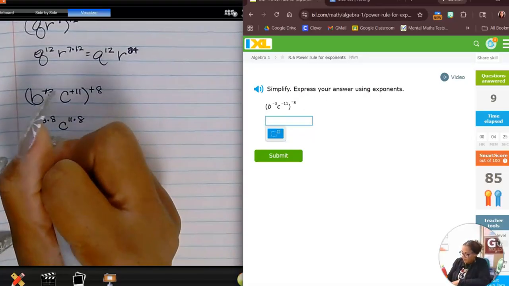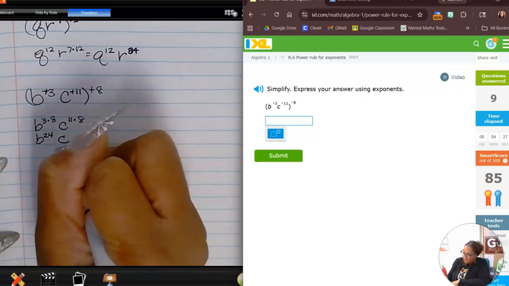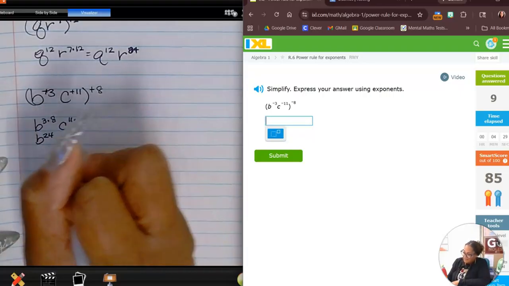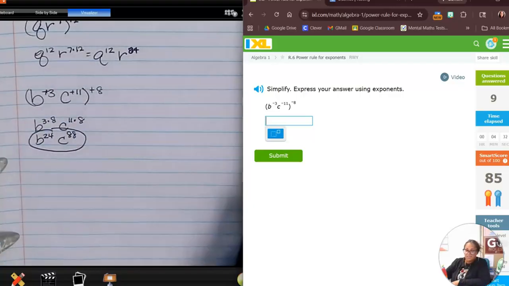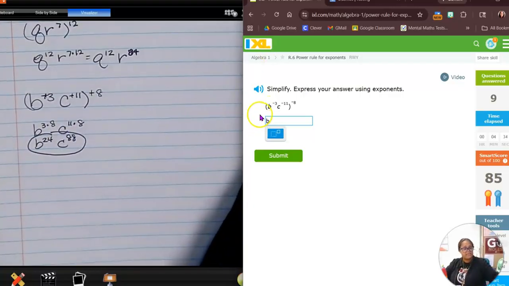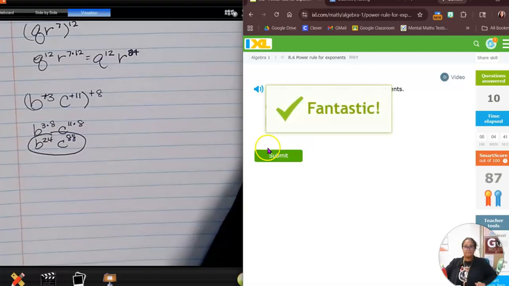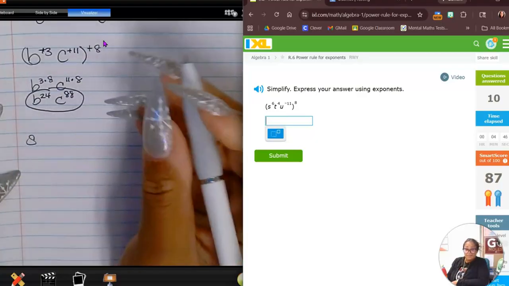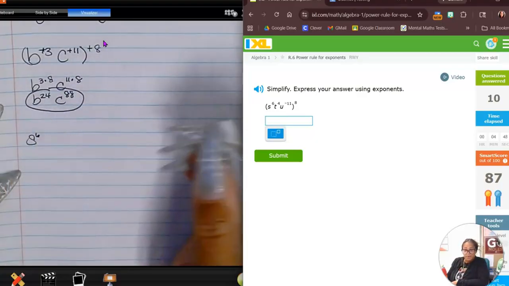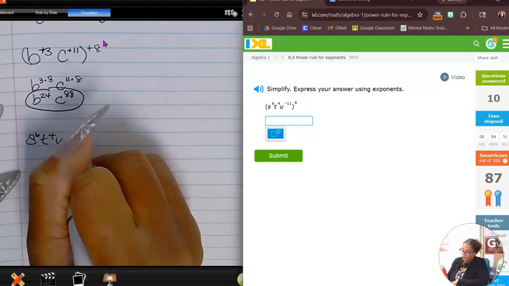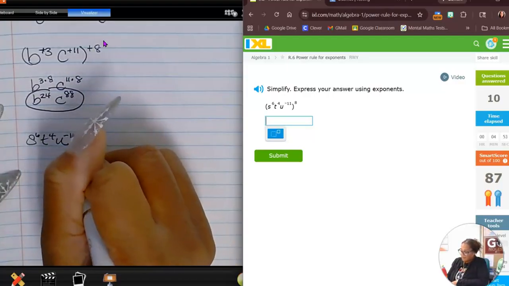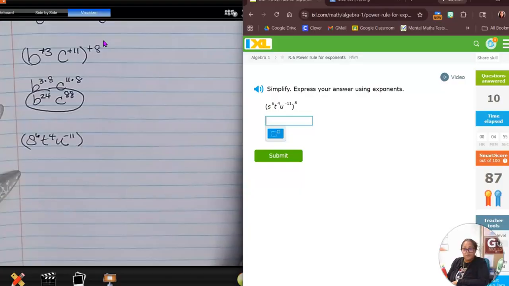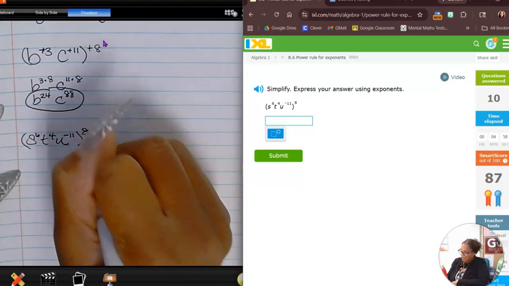3 times 8 is 24. 11 times 8 is 88. B to the 24th power and C to the 88th power. Last one: S to the 6th power, T to the 4th power, U to the negative 11th power, all of those terms raised to the 8th power.